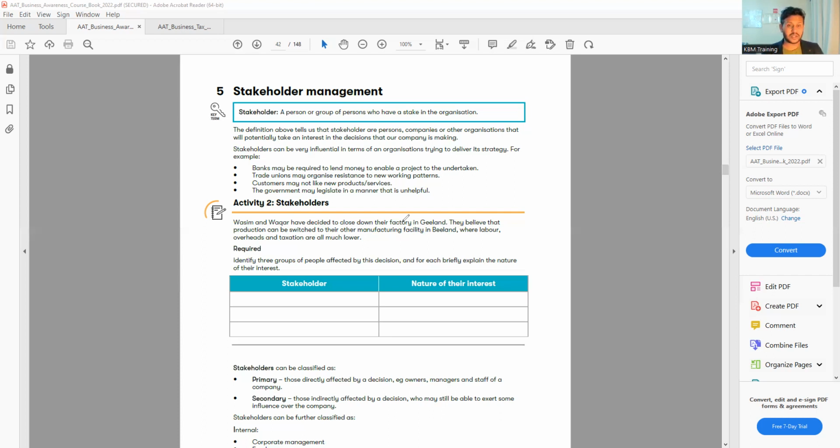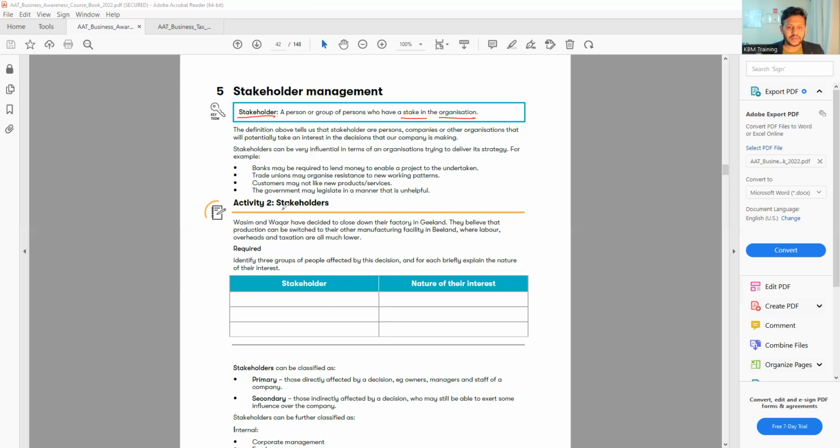So the definition of a stakeholder is that if anyone gets affected by the decision of your business, they are your stakeholder. A stakeholder is a person, a group, or a group of persons who have a stake in your organization. So you understand this, what does that mean? Because of your decision, if they get influenced or affected, they are my stakeholder.